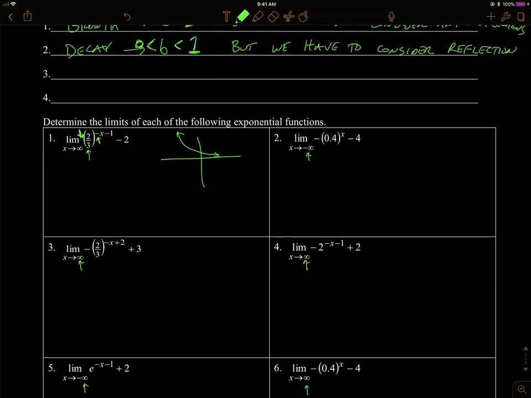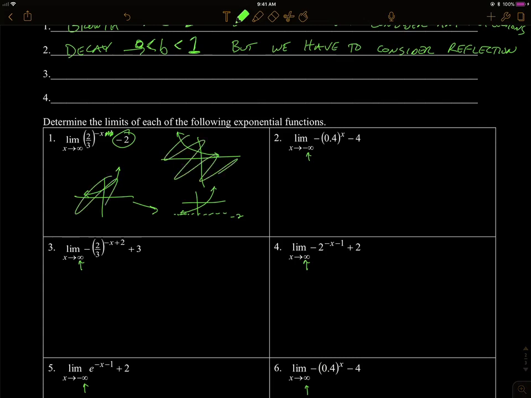This negative sign does give me a horizontal reflection, which now spins it this way. This minus 1 is going to shift it left or right, but I don't care about that for end behavior, so I could ignore that. Who cares about that guy? The minus 2 I do care about. It shifts everything down 2, and we're going to do that after our reflections. So now my asymptote's down here at -2.